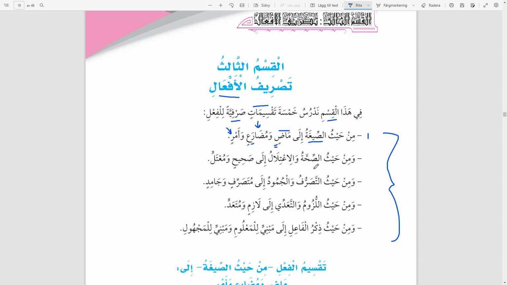Second, من حيث الصحة والاعتلال. With regards to صحة and اعتلال, the exact translation of this would be, I guess, correctness and some kind of incorrectness or afflictedness. اعتلال can also mean a medical condition or a sickness, and it can also mean some kind of flaw. So that could be something that is correct or flawed. That's also a way to put it.